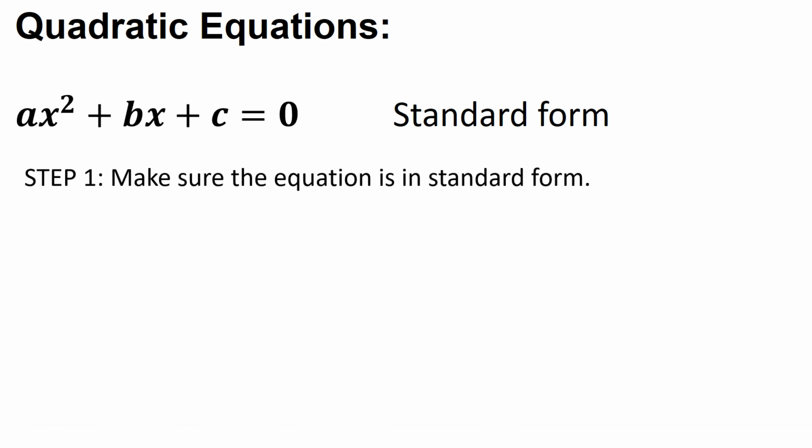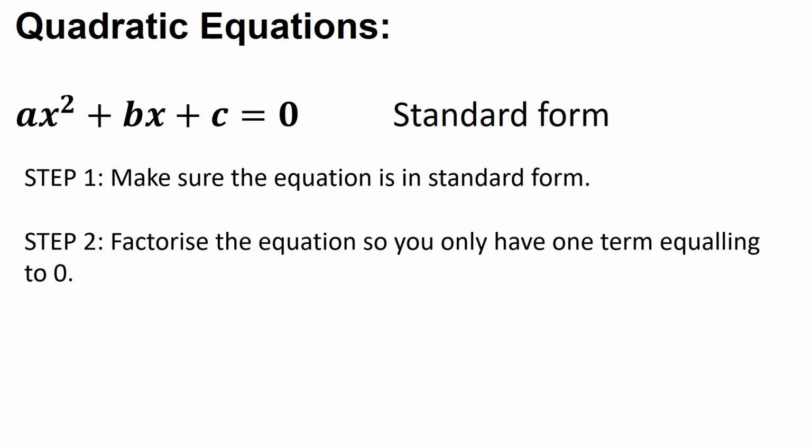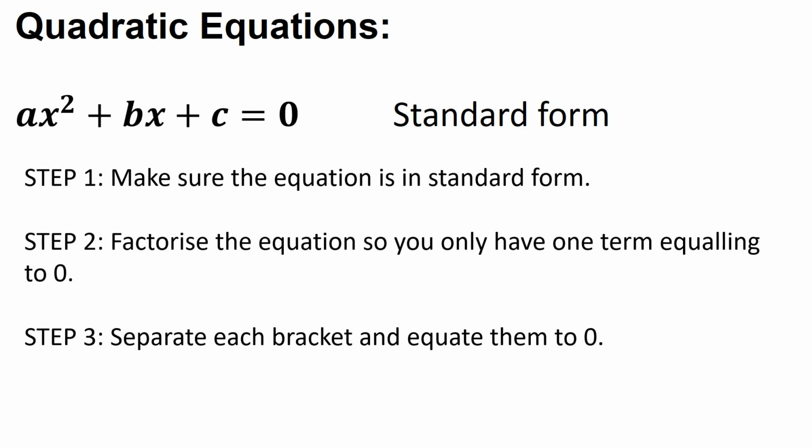Step 1. Make sure the equation is in standard form, as discussed above. Step 2. Factorize the equation so you only have one term equaling to 0. Step 3. Separate each bracket and equate them to 0. Step 4. Solve for x.